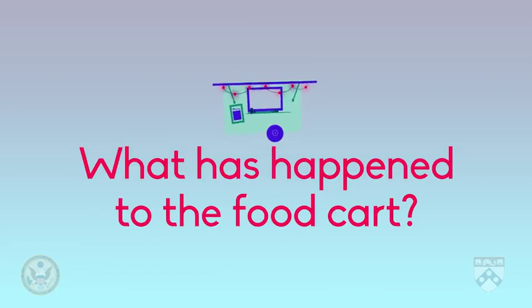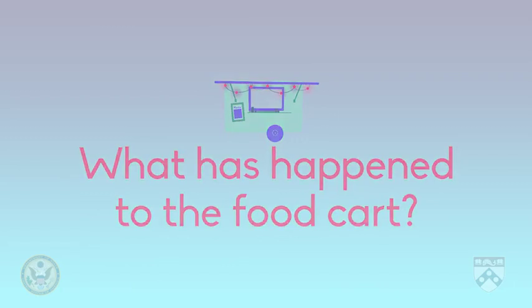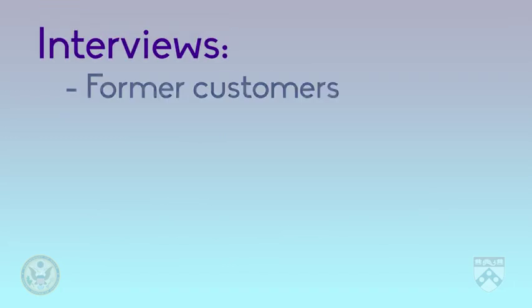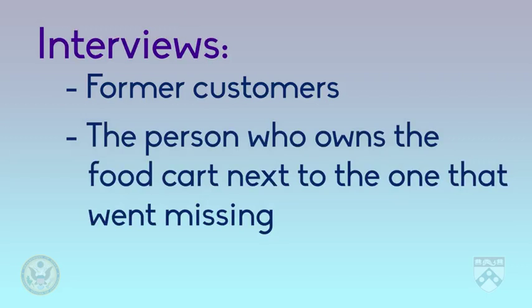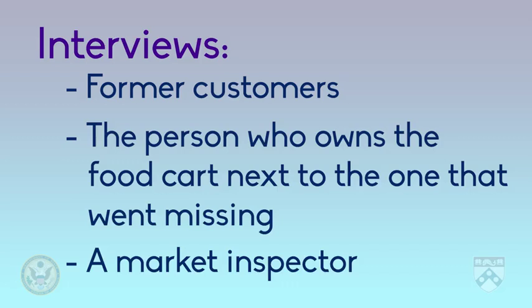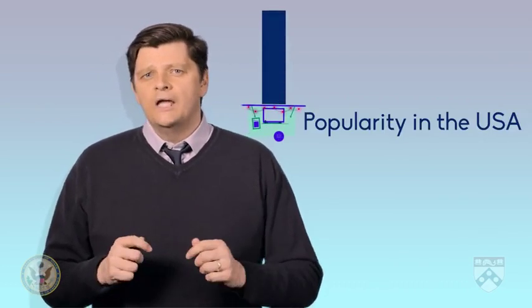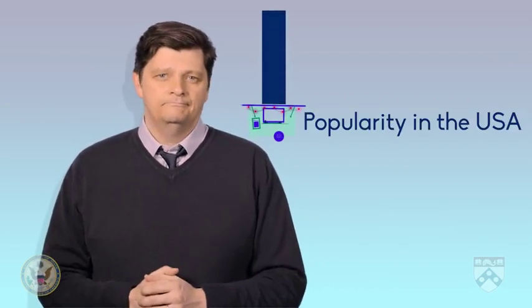First, we can introduce the story of the food cart and ask the question, what has happened to the food cart? Next, we can suggest some interviews with former customers, the person who owns the food cart next to the one that went missing, and with a market inspector who might know what happened. Then, we can see if this story has any connection with current events. For example, in the USA, food carts are becoming more and more popular.